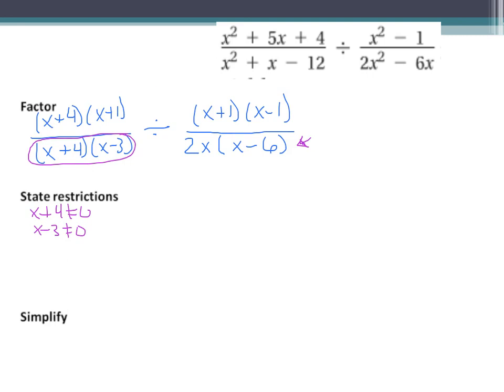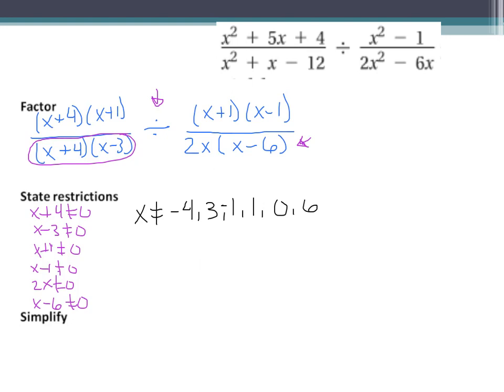But once I actually do the math here, that's what will make this fraction flip. So then the top also cannot be 0. So I would have to write x plus 1 cannot equal 0. X minus 1 cannot equal 0. 2x cannot equal 0. And x minus 6 cannot equal 0. So you're going to have 6 different restrictions here. So my 6 restrictions would be negative 4 from this equation, positive 3, negative 1, 1. This restriction, if I were to solve for x, would be 0 divided by 2, which would just give me 0. X cannot be 0, and 6.